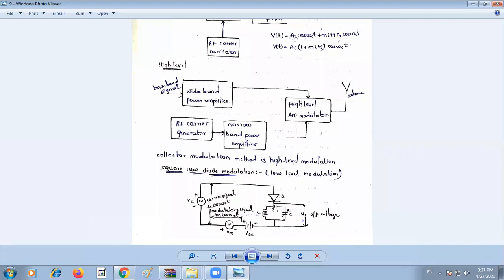So then the output is across the tank circuit. The tank circuit is L and C values. L is the inductance value, C is the capacitance value, and the L and C values are given in the tank circuit. The output is given across the capacitor. The input given is the VM signal. VC is the fixed value, that is the carrier, and VCC is the biasing supply, and the output is taken across the tank circuit, that is across the capacitor. So this is the circuit. Students, please practice the circuit of the low level modulation method or square law diode modulation method.